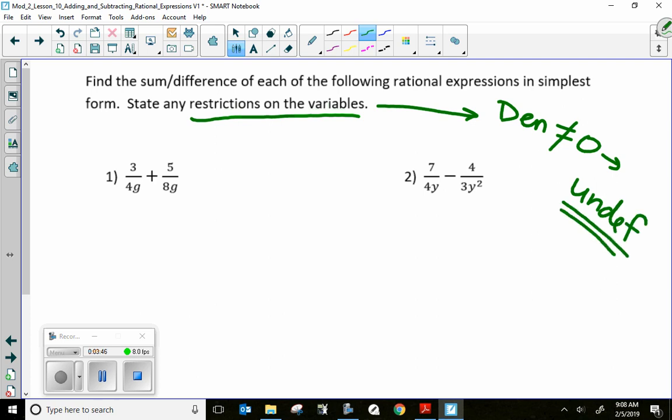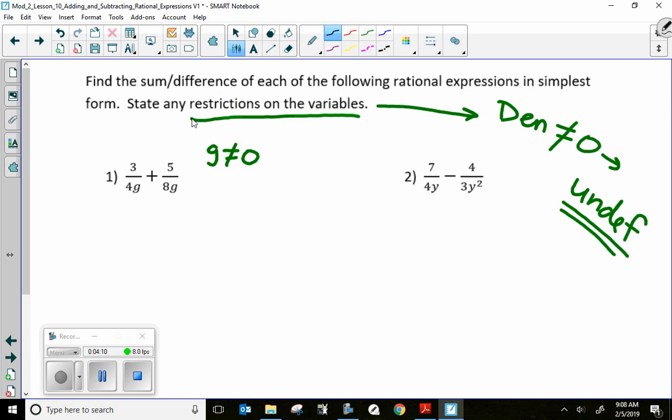That will make my fraction undefined, okay? So my denominator can't be 0. So as I look at number 1, G can never be 0. Because if I put a 0 in for that G, 8 times 0 is 0, and the bottom is 0. Same thing with this G right here, okay? So right now I know G cannot be 0 because that would make my denominator 0, and that's a no-no.